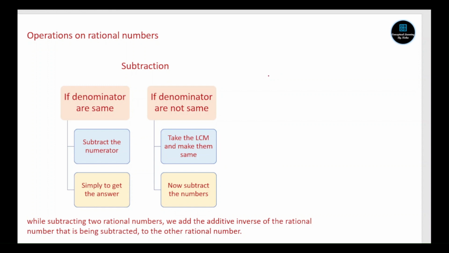So for example, let's say I want to subtract 5 over 7 and minus 3 over 7. So this is nothing but I can write this as 5 over 7 plus minus 3 over 7. So what you are doing is adding the additive inverse of 3 upon 7. So you learned additive inverse, right?